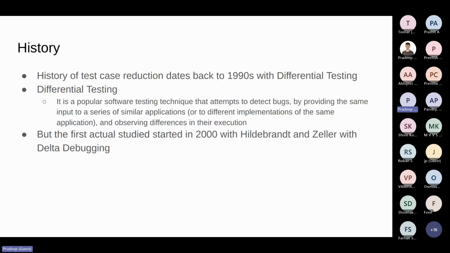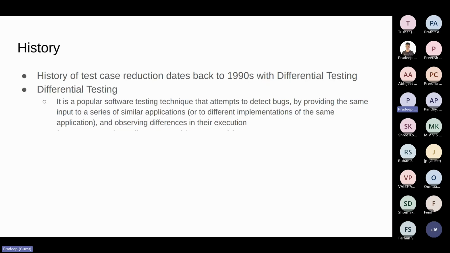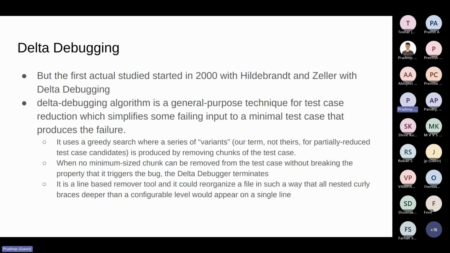But the first actual study started in 2000 with Hildebrandt and Zeller with delta debugging. So delta debugging is the basis of most of the tools that we'll talk about in the coming slides. The delta debugging algorithm is a general purpose technique for test case reduction, which simplifies some failing input to a minimal test case that produces the failure. So this is similar to what C-reduce does.